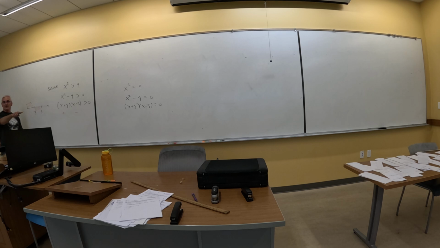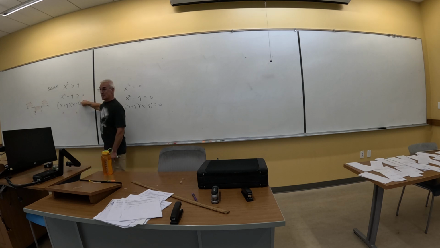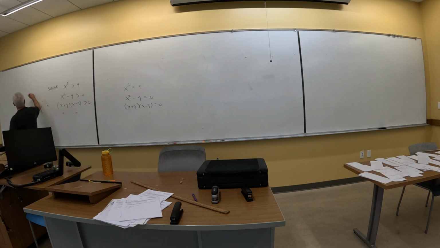Now let's pick a number bigger than 3. Be extreme if you can. Positive bazillion. Positive, positive, positive. I have not looked at the direction of the inequality yet. Now I'm going to look at the direction. Which intervals will make this positive? Do we agree it'll be this one and this one?